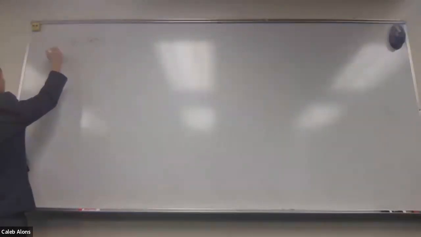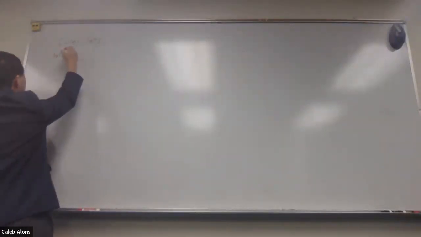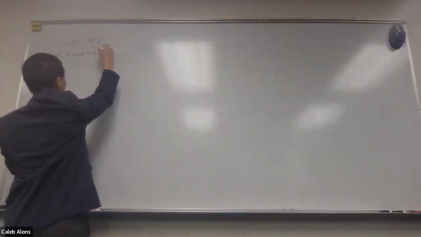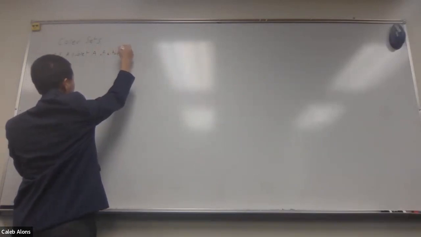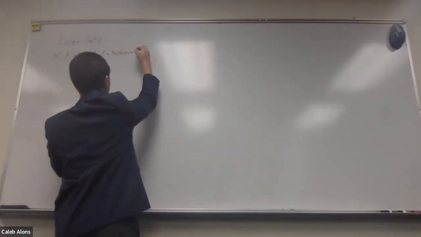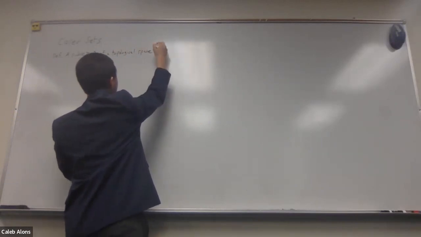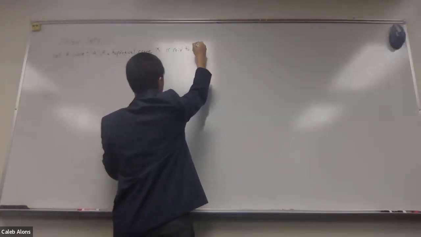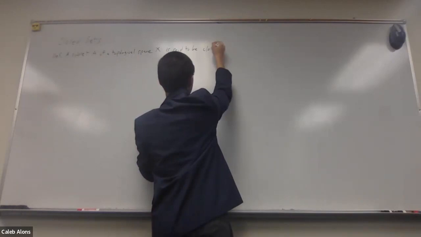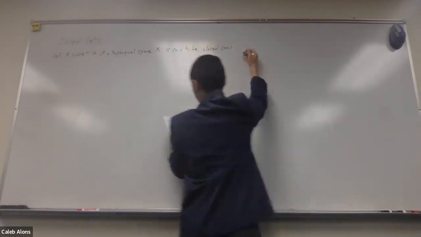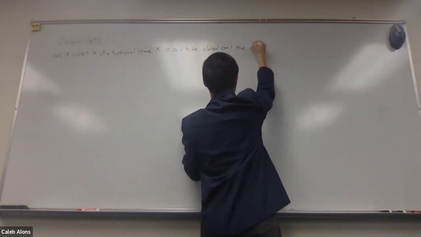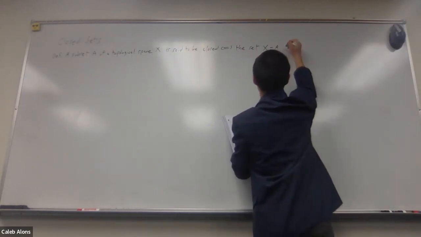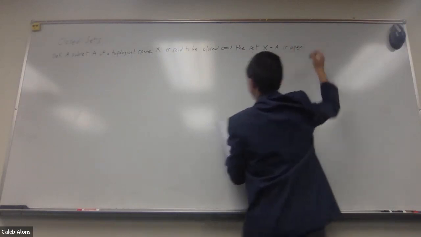Definition: a subset A of a topological space X is said to be closed if and only if the set X minus A, the complement of A in X, is open.